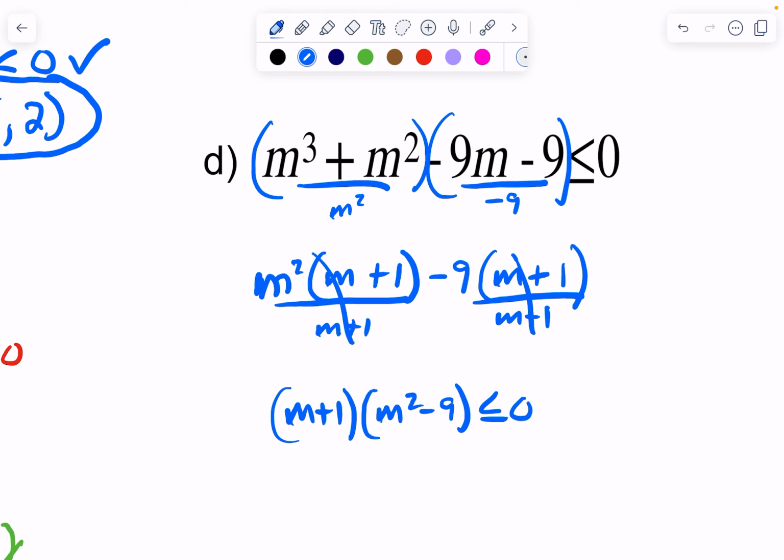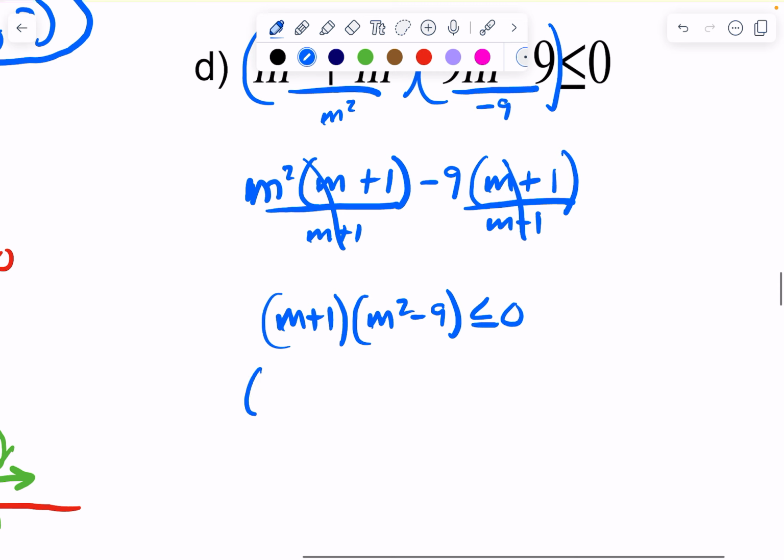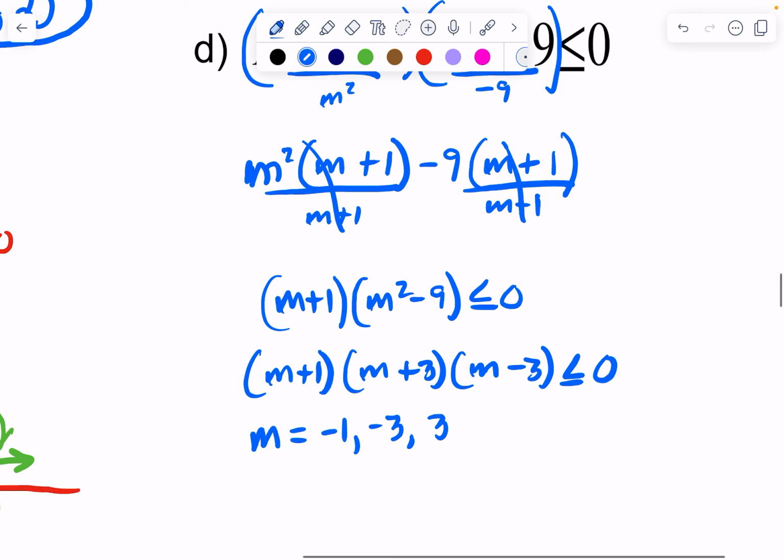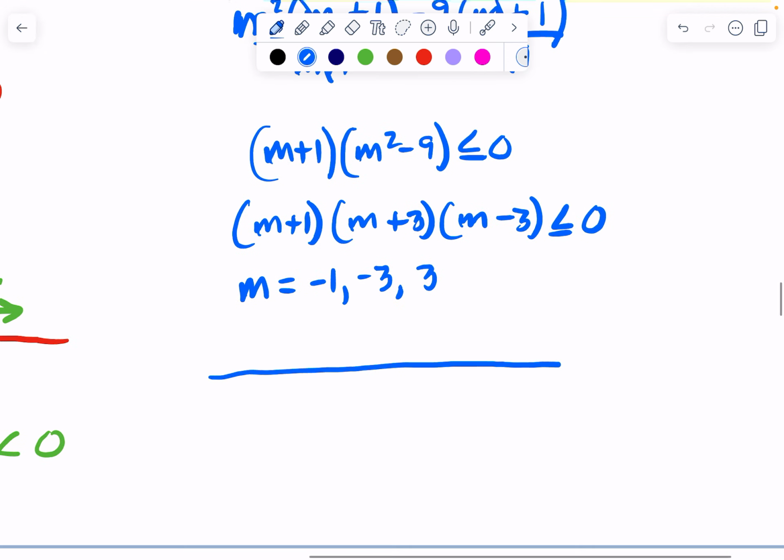Please note that that is a difference of squares. So this is m plus 1 times m plus 3 times m minus 3 is less than or equal to 0. Using the zero product property, m will equal negative 1, negative 3, and positive 3. Now I have 3 zeros, so that means I'm going to have actually 4 test zones. Got negative 3, negative 1, and positive 3.